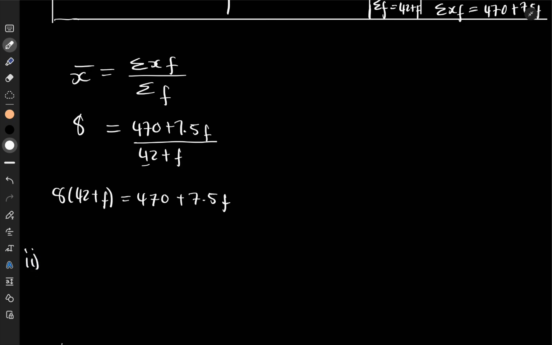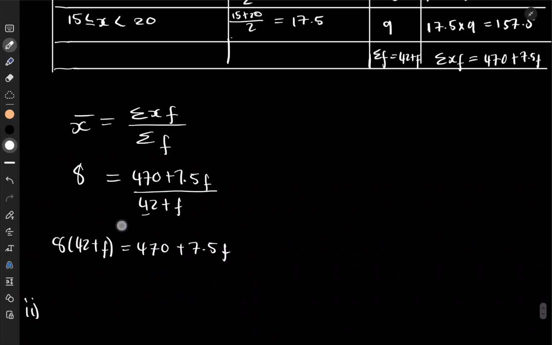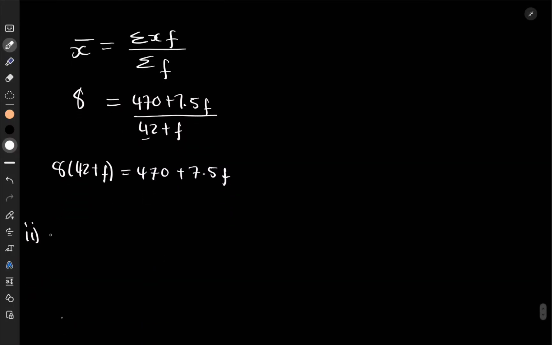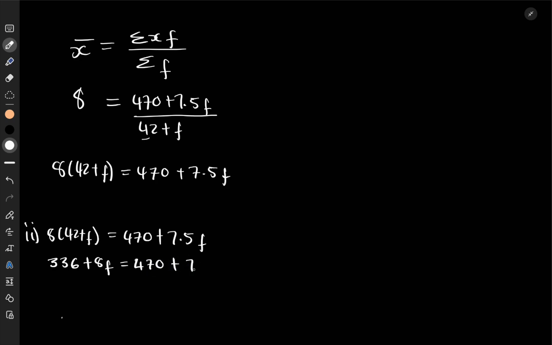Now, part II, they want the total F. They want the total frequency, which means you have to first find what F is, then add it with the other frequencies. So I'm going to do that. I'm going to say 8 multiplying 42 plus F is equal to 470 plus 7.5F. We expand this, right? What is 8 times 42? 336. So we have 336 plus 8F being equal to 470 plus 7.5F, right?